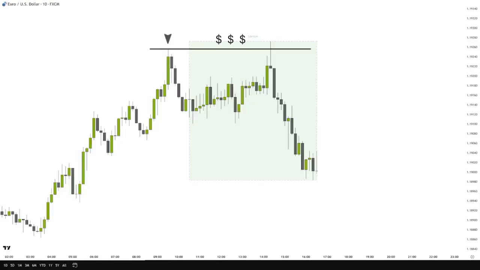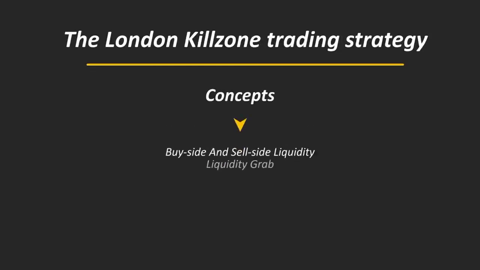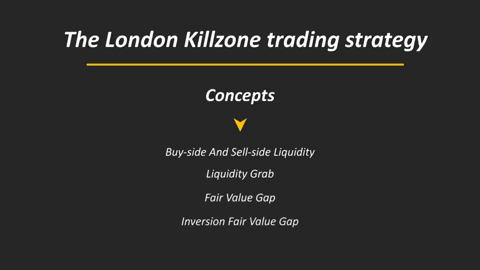Now we move on to the next topic, the London kill zone trading strategy. This trading strategy combines multiple concepts: buy-side and sell-side liquidity, liquidity grab, fair value gap, and inversion fair value gap. So let's quickly review these concepts.